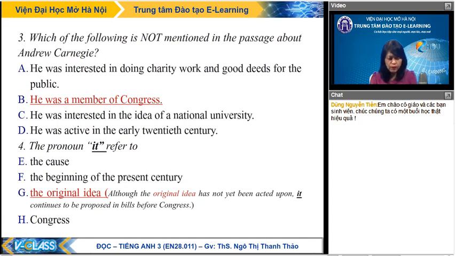Next, number 4, the pronoun it here. The pronoun it refers to what? The original idea. So why? Because you see that although the original idea has not yet been acted upon, it continues to be proposed in views before Congress. Okay, so it here. Well, there's one noun before the pronoun it here. It is the original idea. So it refers to the original idea. Okay, is that clear to you?